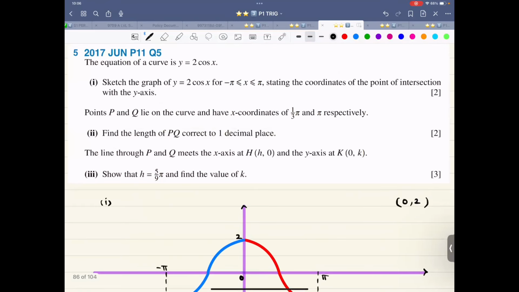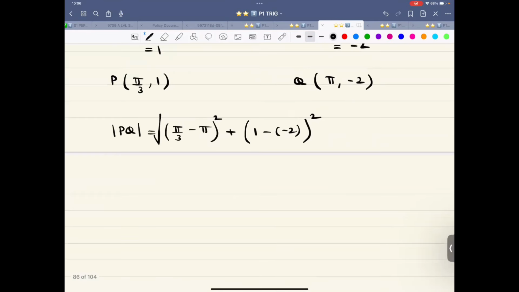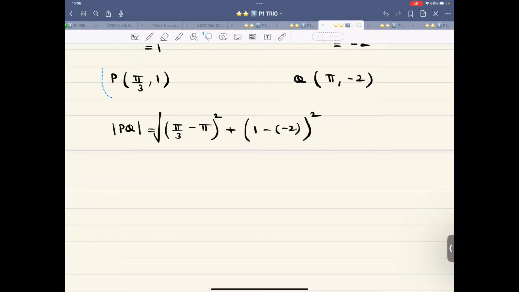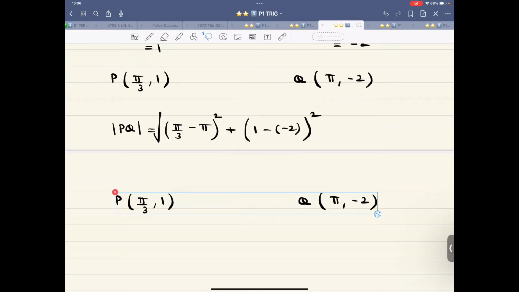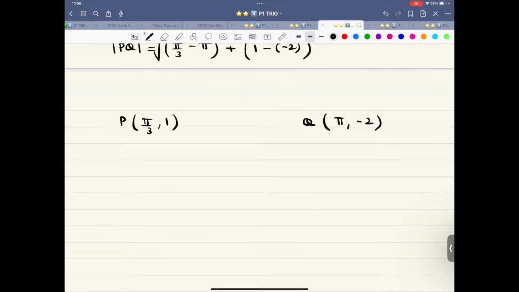The line through P and Q meets the x-axis at H and the y-axis at K. Show that H is this and find the value of K. So now we have P and Q. Just copy this. This is P and Q. The story continues. And what do I need? I need the gradient of PQ. Gradient of PQ, that is 1 minus minus 2.